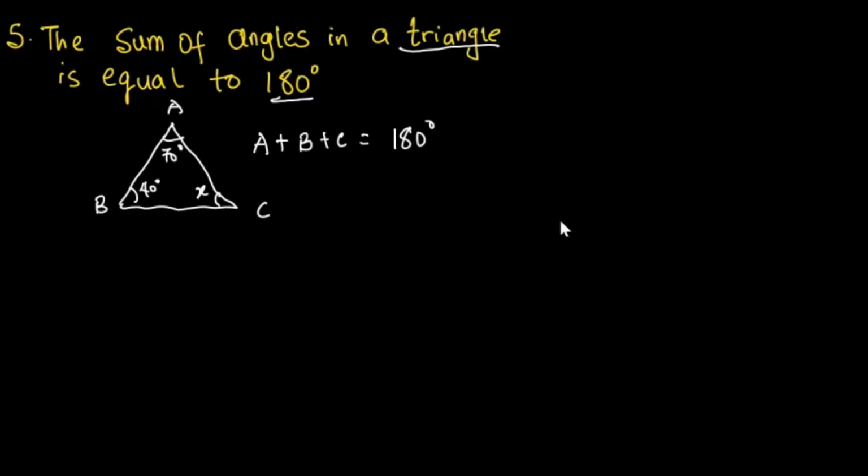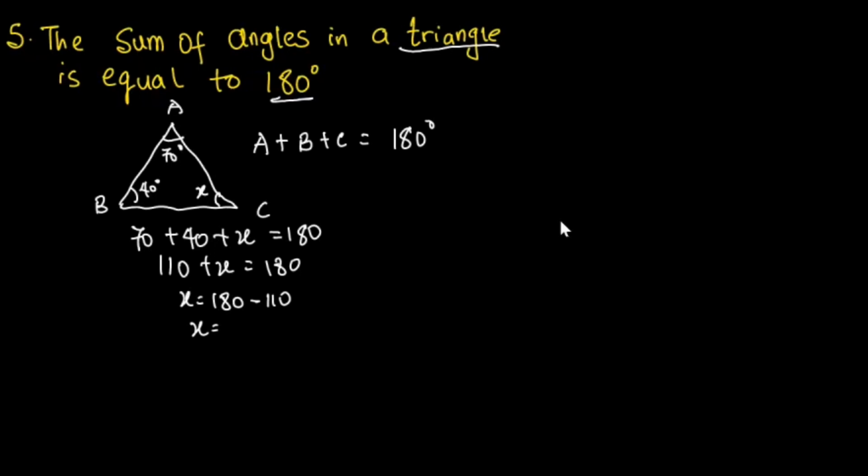So if this angle is 70 degrees and this is 40 degrees, I can definitely find this angle. Let's say it's X. So simply this will be 70 plus 40 plus X. Since this is a triangle, I should know that the sum of the angles within this triangle is equal to 180 degrees. So this will give us 110 plus X is equal to 180. Then X will give us 180 minus 110. So definitely the answer to this question should be 70 degrees.